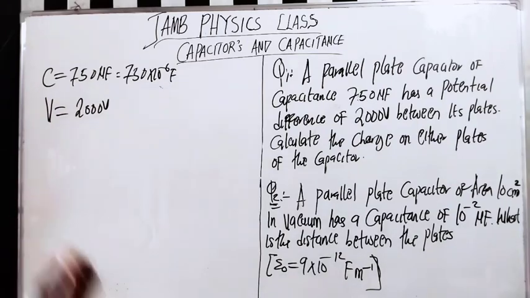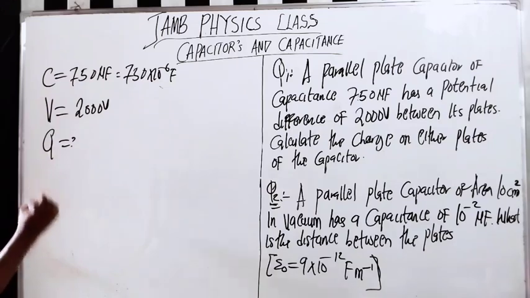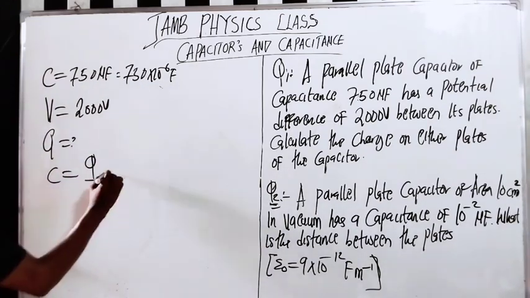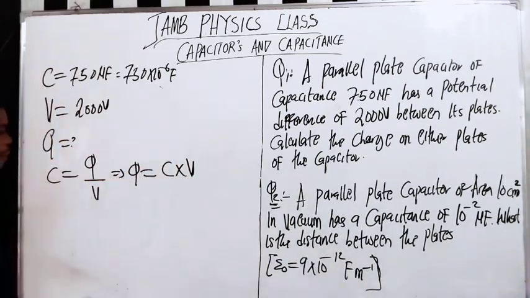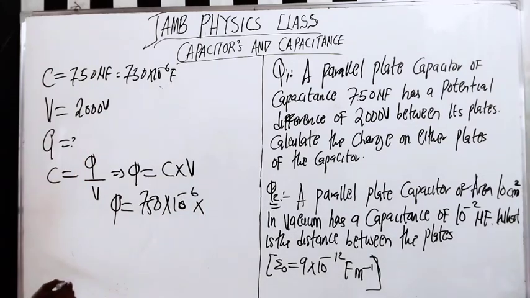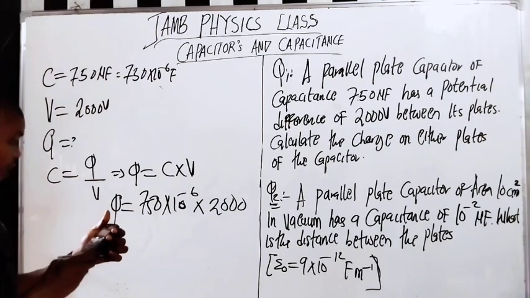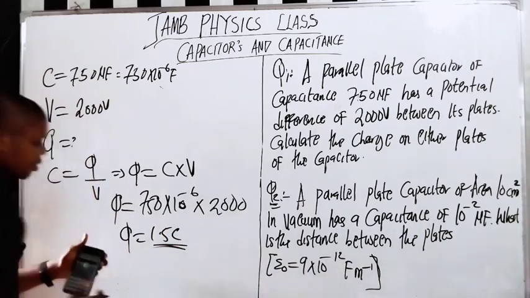What I need is to calculate the charge stored in the capacitor. I know that C equals Q over V, right? So if you make Q the subject of the formula, Q is going to be C times V. Substituting values, Q equals 750 times 10 to the minus 6 times 2000. So my Q here is going to be 1.5 coulomb. That is the answer.